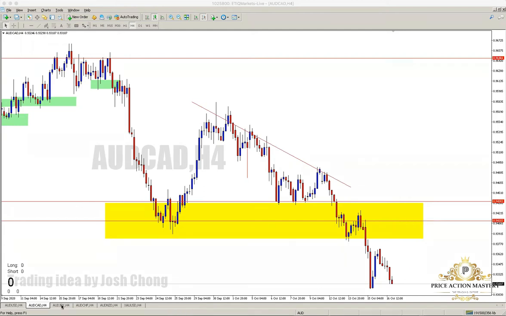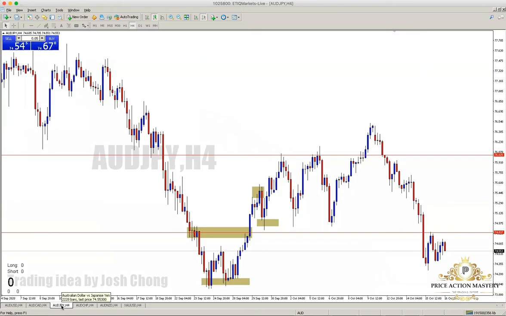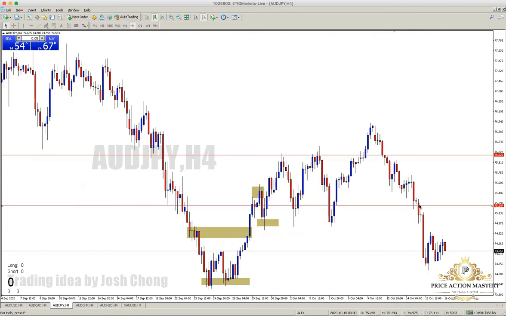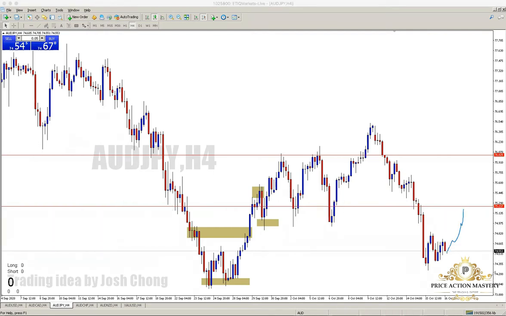Then the next would be AUD JPY. Similar situation as AUD USD, but this key line will be a bit higher, which is the A-grade key line area. We are expecting the market to do something like this and drop. Mostly we are seeing a drop.